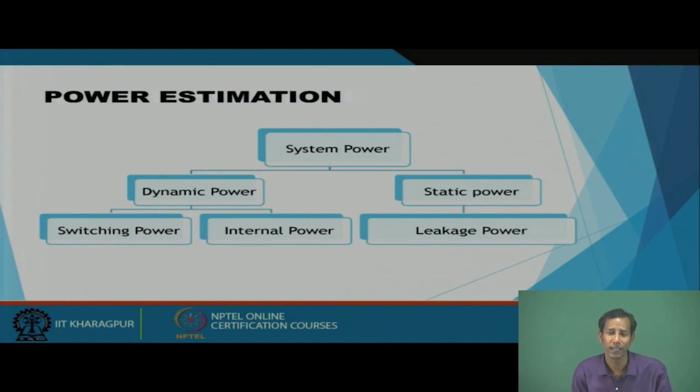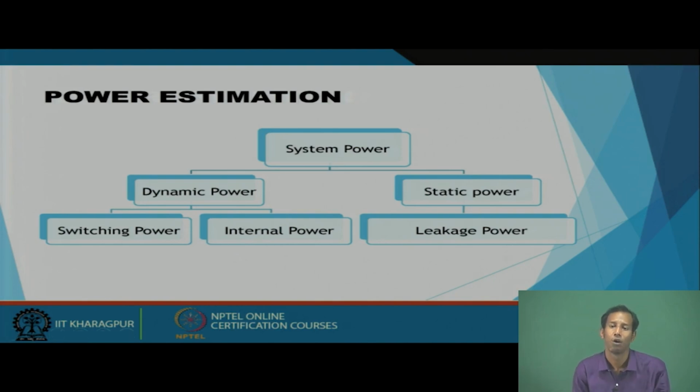Then how can we estimate what the sources of power are inside a VLSI digital circuit design? The system power is dominated by two types of power. One is dynamic power, the other is static power. In dynamic power you have two types: the switching power and the internal power. In static power you have the leakage power.